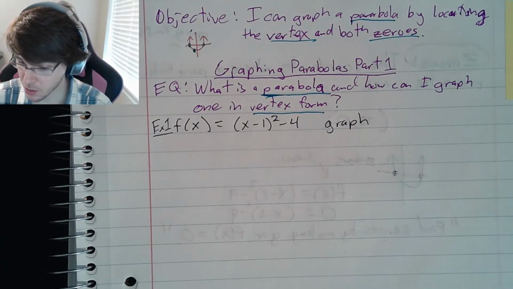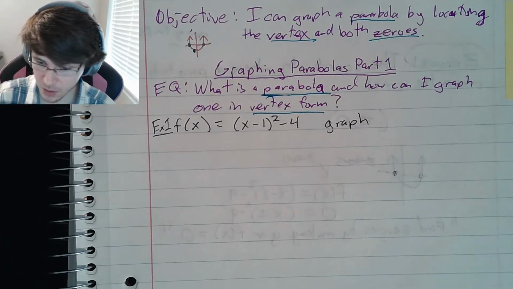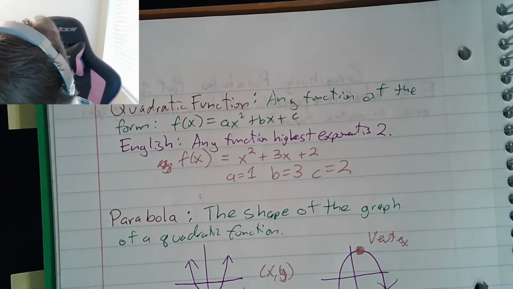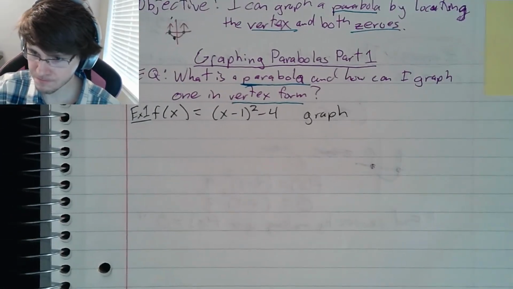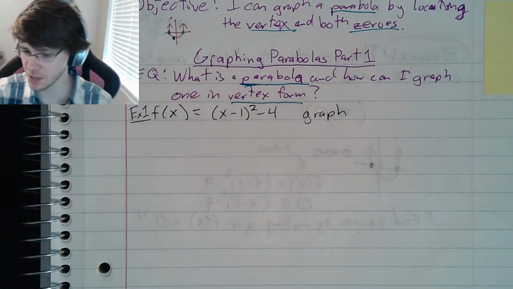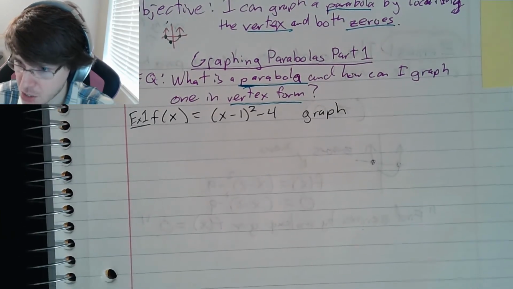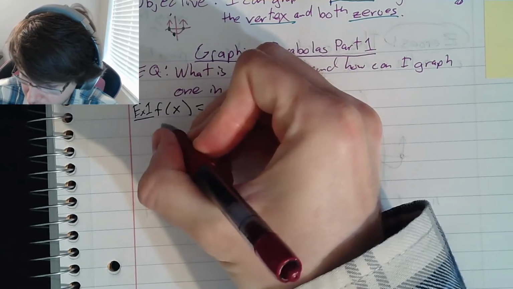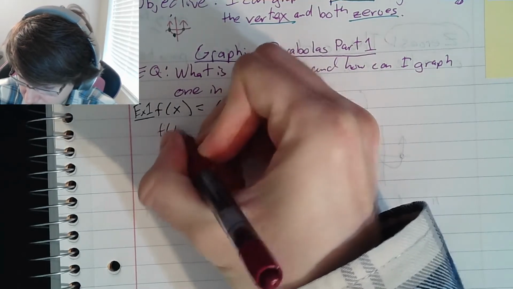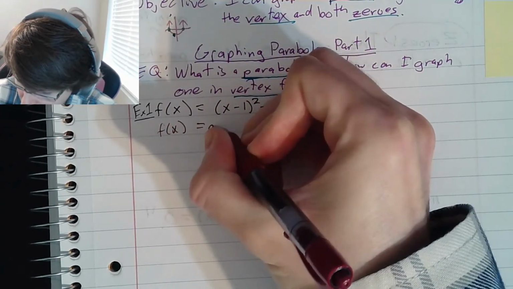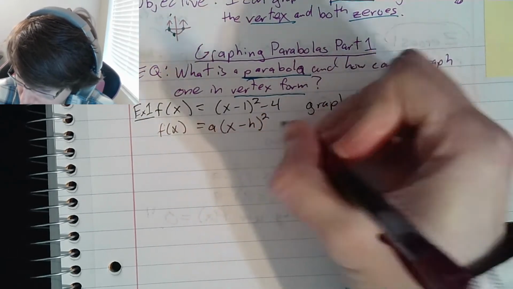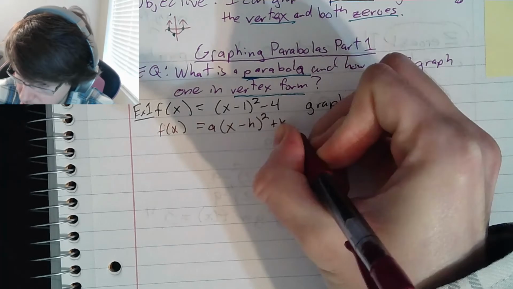So I want to go back to one of our vocab words that we wrote down. What color did I use for vocab yesterday? I used red. Okay, so I'm going to use that red color again. So this guy is what is called vertex form. So we want to compare and contrast to that main formula that we wrote down yesterday. So we have f of x equals a times (x minus h) squared plus k.